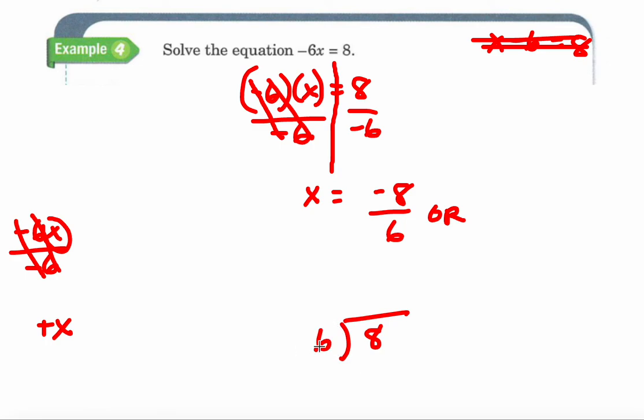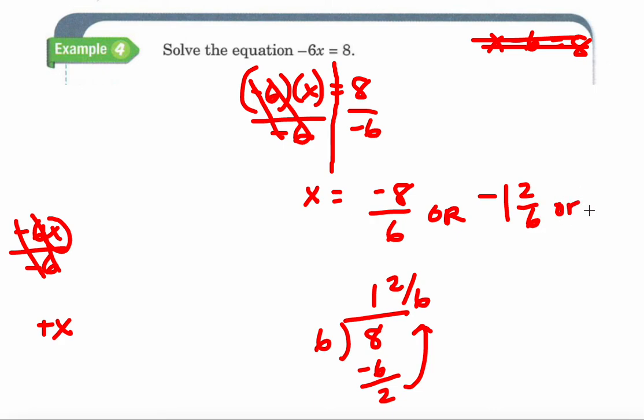So 6 goes into 8 one time with the 2 remaining. So you have 1 and 2/6. Negative 1 and 2/6. I can reduce that by dividing top and bottom by 2. So I end up with negative 1 and 1/3. Okay, so that's my answer.